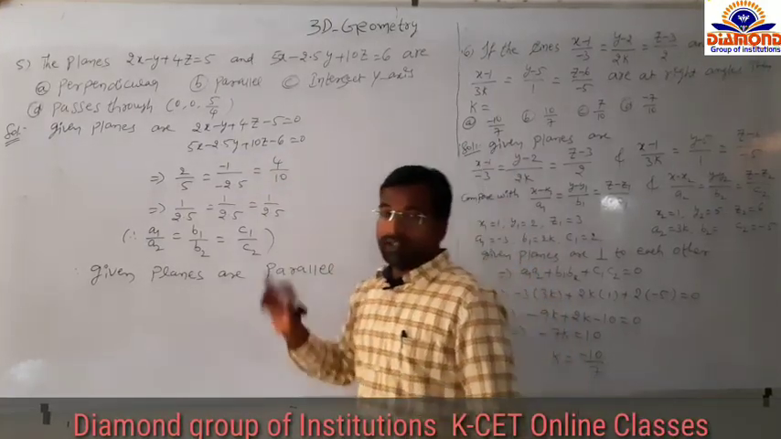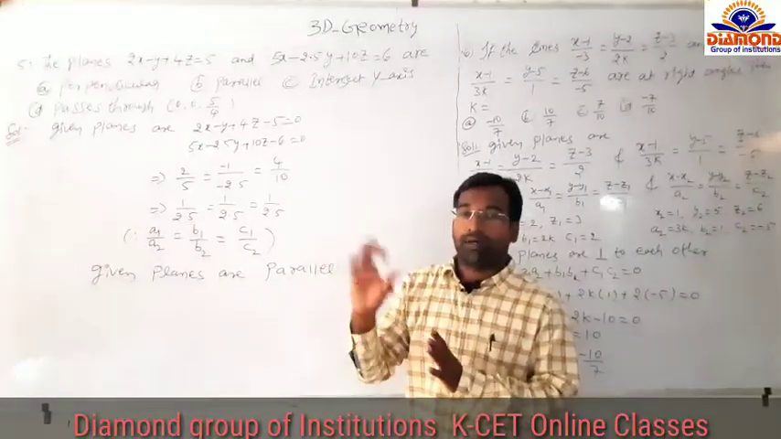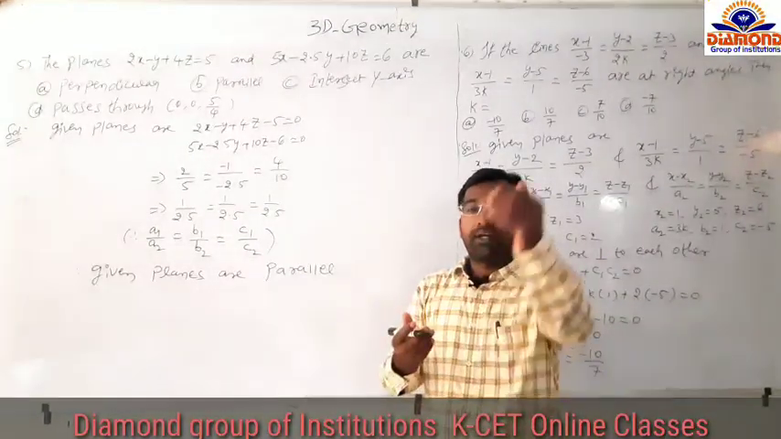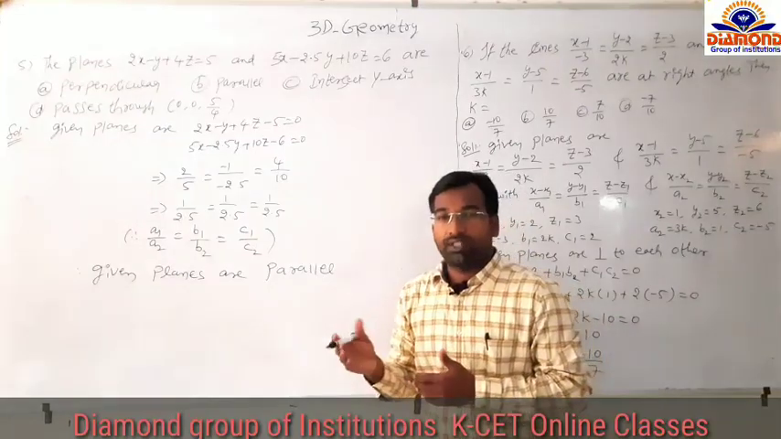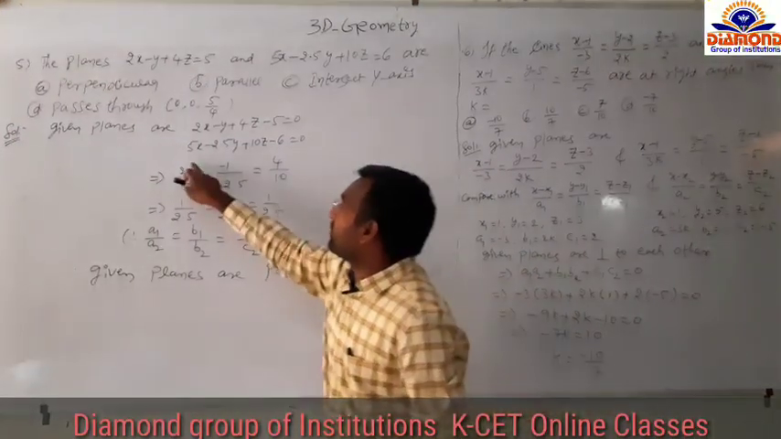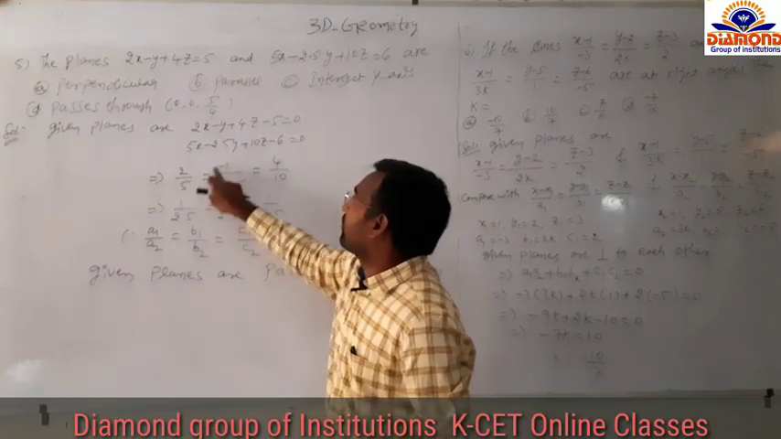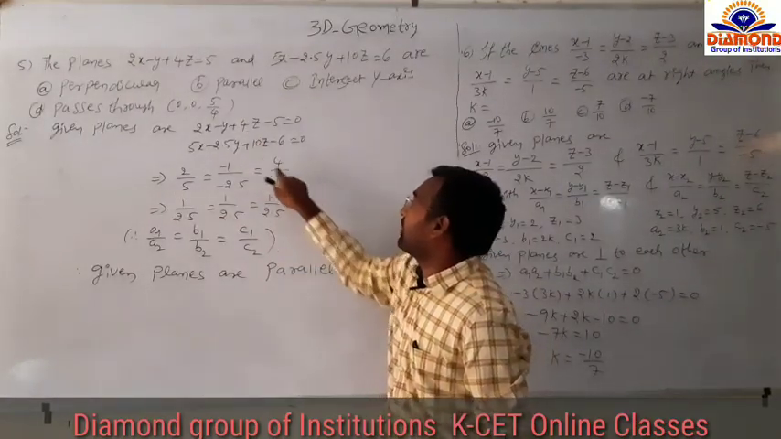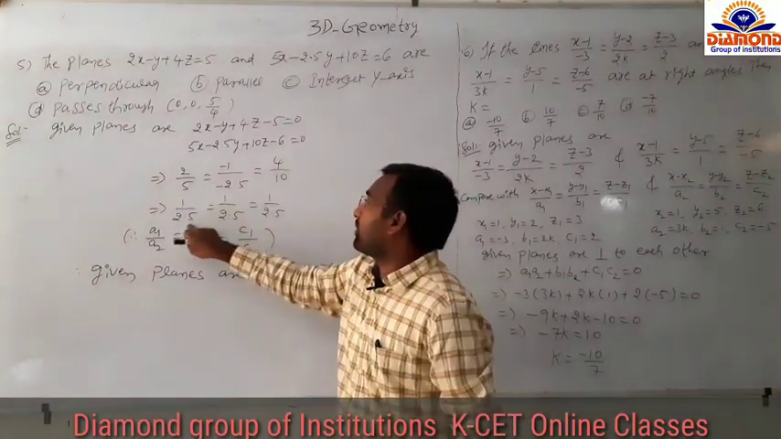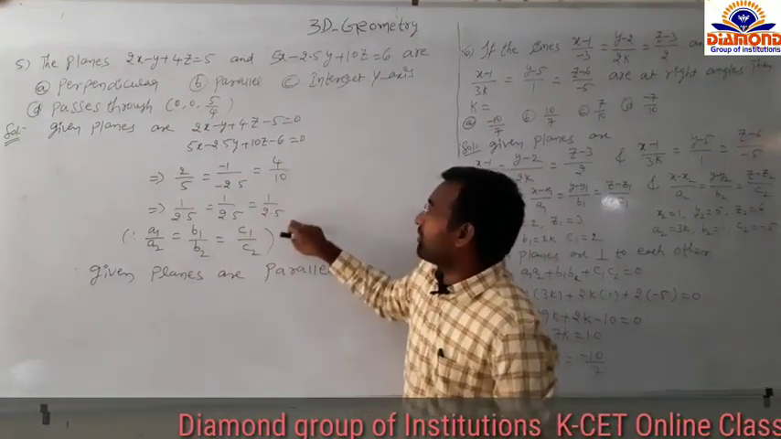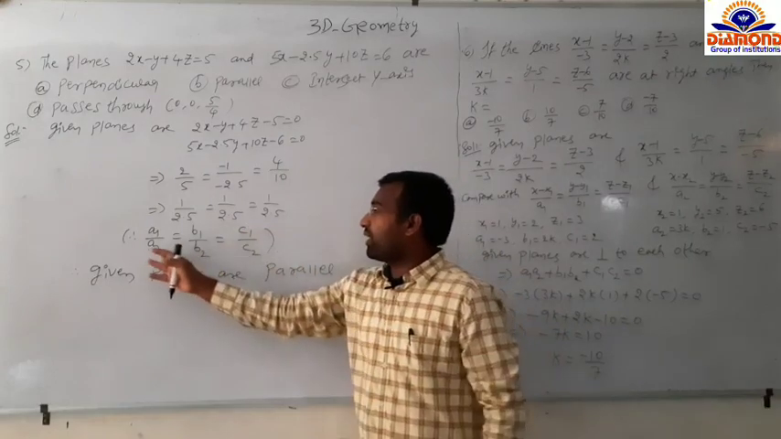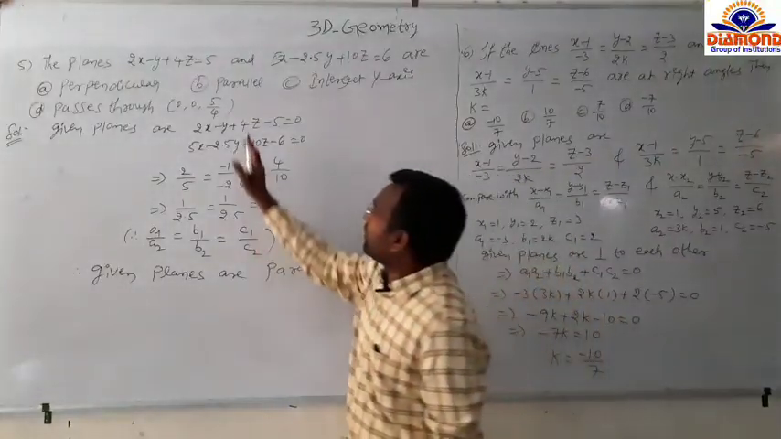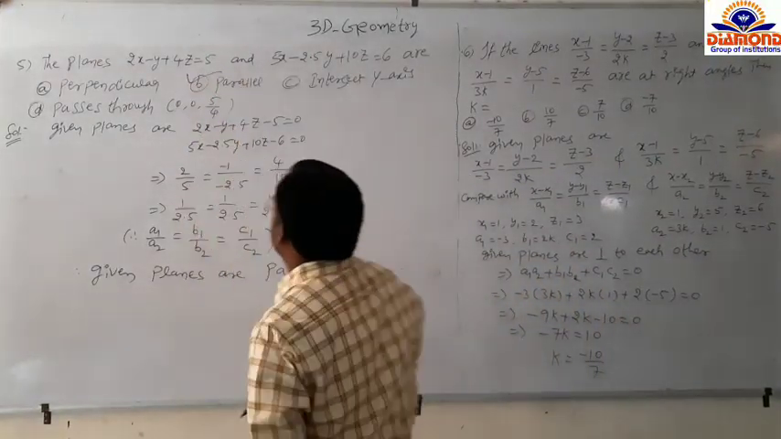So first verify the parallel condition. If the parallel condition is not satisfied, go for the perpendicular condition. How to verify the parallel condition? A1 by A2 equal to B1 by B2 equal to C1 by C2. So x coefficient by x coefficient: 2 by 5; equal to y coefficient by y coefficient: minus 1 by minus 2.5; next z by z: 4 by 10. So 2 by 5 is nothing but 1 by 2.5, this is 1 by 2.5, and this is also the same 1 by 2.5. So the condition A1 by A2 equal to B1 by B2 equal to C1 by C2 is satisfied. That's why the given two planes are parallel. So option B is the right option.